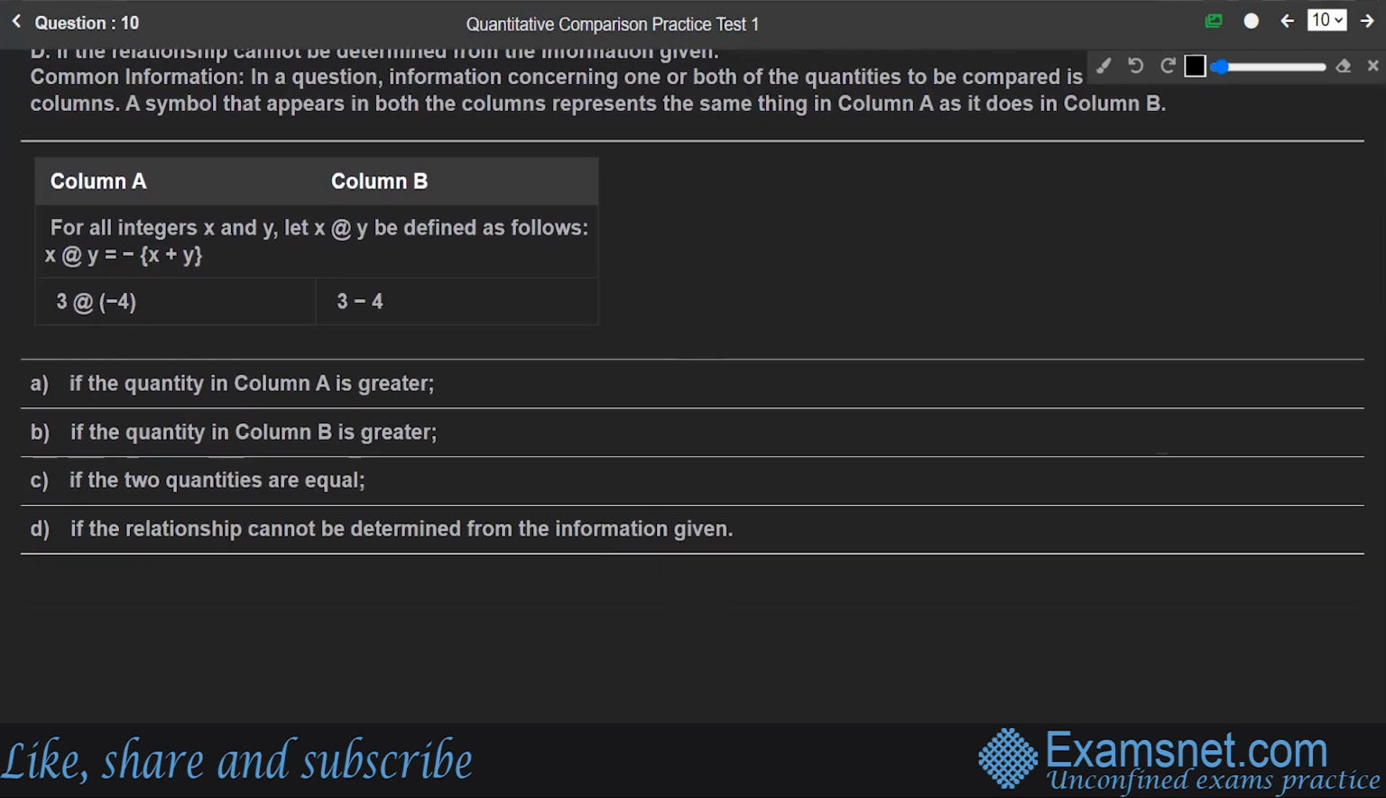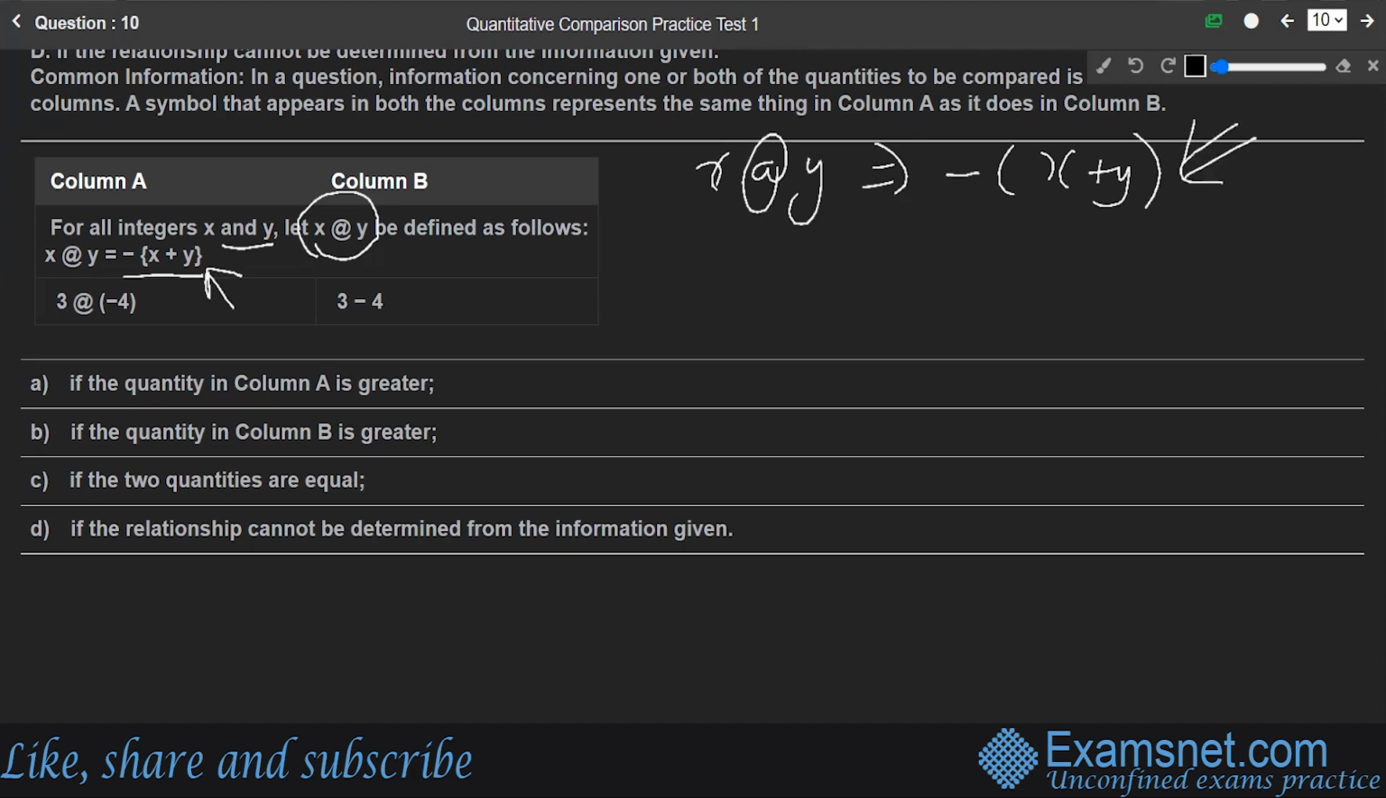Now, let's see the question. The question says, for all integers x and y, let x at the rate y be defined as this. So what they mean to say, whenever there will be a symbol at the rate between x and y, we have to understand mathematically as this expression. That means x at the rate y has to be understood as minus of x plus y. So wheresoever between two numbers we find this at the rate sign, we have to deal with those numbers in this fashion, as in right hand side.